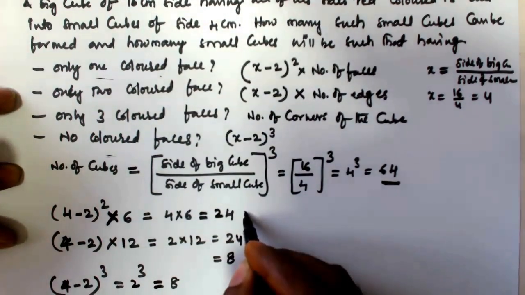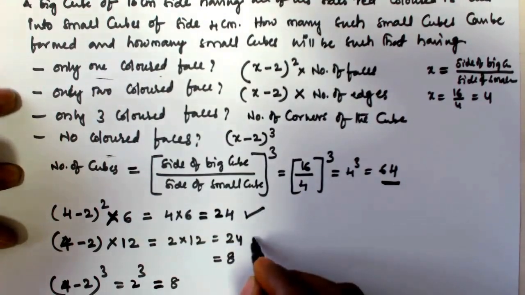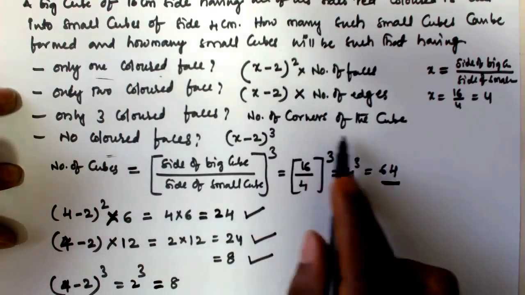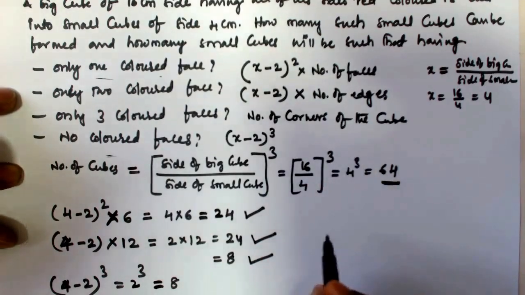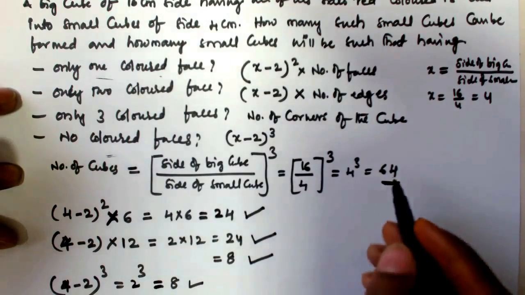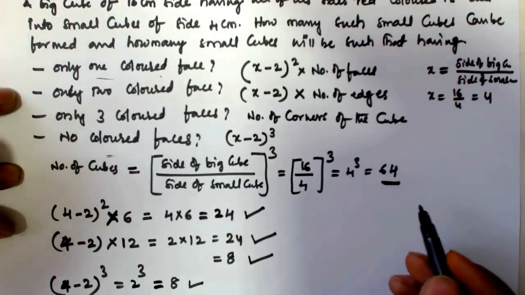So 24 cubes are only one faced color, 24 cubes are only two faced color, and 8, which is equal to the number of corners, consist of 3 colored faces, and no colored faces are x minus 2 whole cube, that is 8. So combining, the total number of small cubes formed is 64.